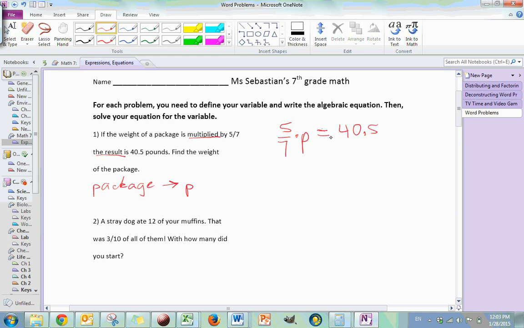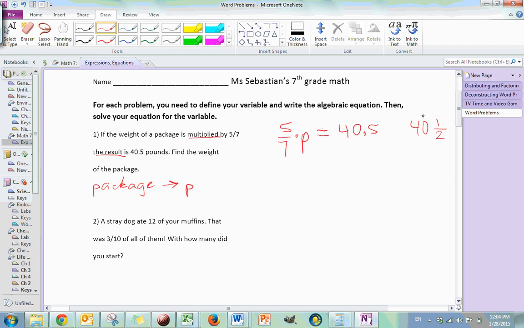All right, so now I have a problem that has both a fraction and a decimal in it, and that's not any fun to work with. So we're going to want to convert to entirely one or entirely the other, either fraction or decimal. And 5/7 is not a nice decimal, so I'm going to tackle this 40.5 and convert it. So let's first make it a mixed number, so 40.5, that's 40 and 1/2, right?